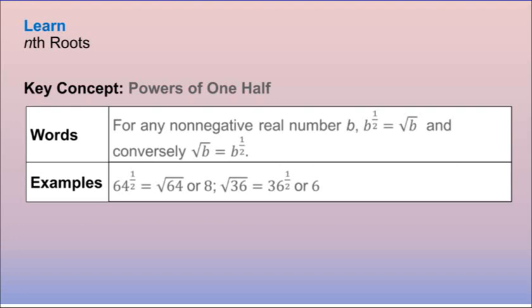So for any non-negative real number b, b to the half power is the same thing as saying the square root of b, and conversely, the square root of b is written as b to the half power. So you can convert from one form to the other. So 64 raised to the half power means the square root of 64, and the square root of 64 is 8.